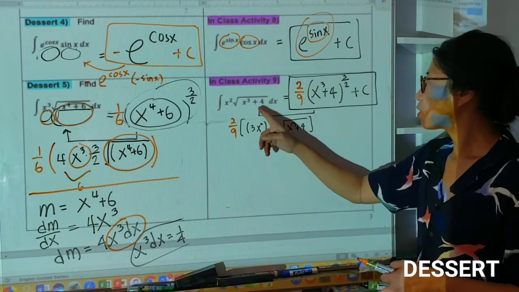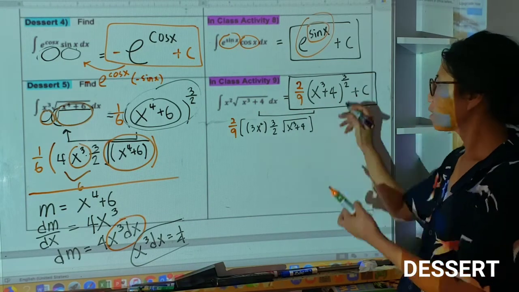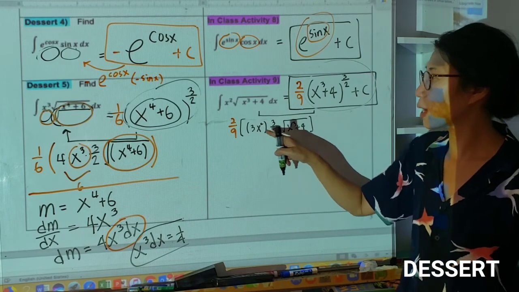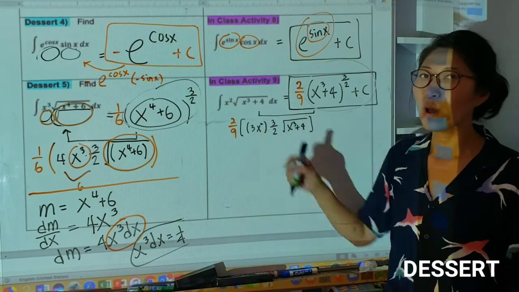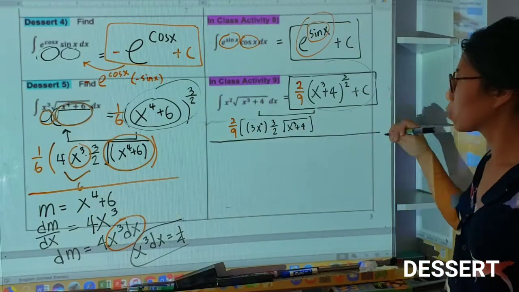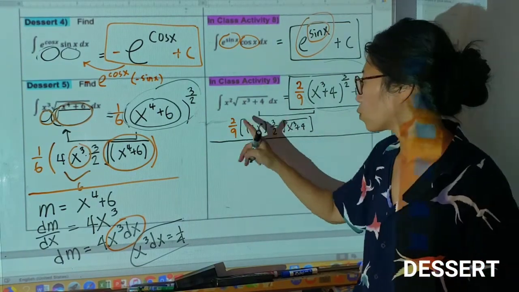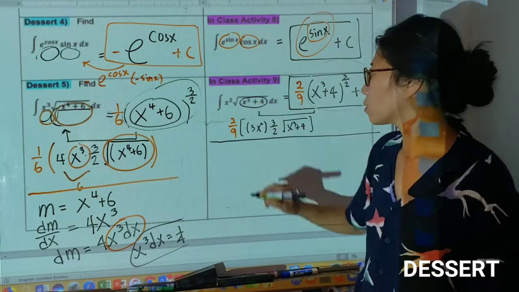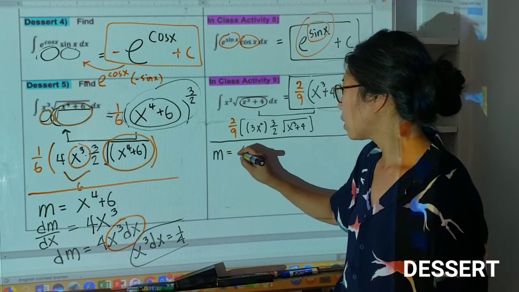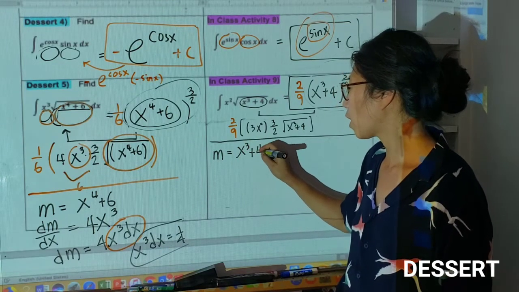So for me, I just work backwards: first this one, and then take a derivative, and it turned out to be 9 over 2. So I multiply by 2 over 9 to cancel out, with no constant in front of the x squared. But now I'm going to use substitution. If I use a substitution, you want to substitute this number as a simple way. So you can use m equals x cubed plus 4.